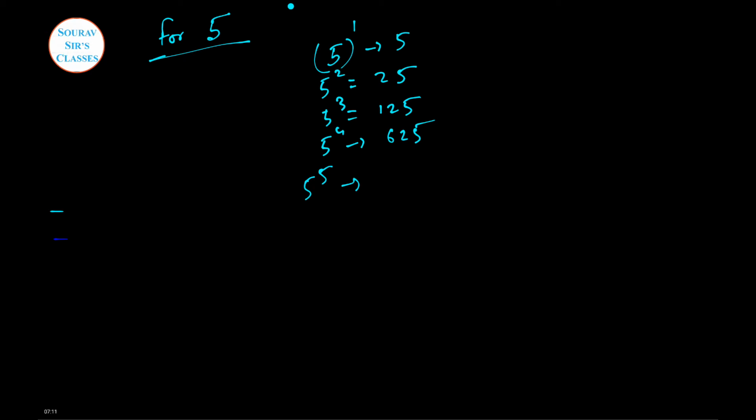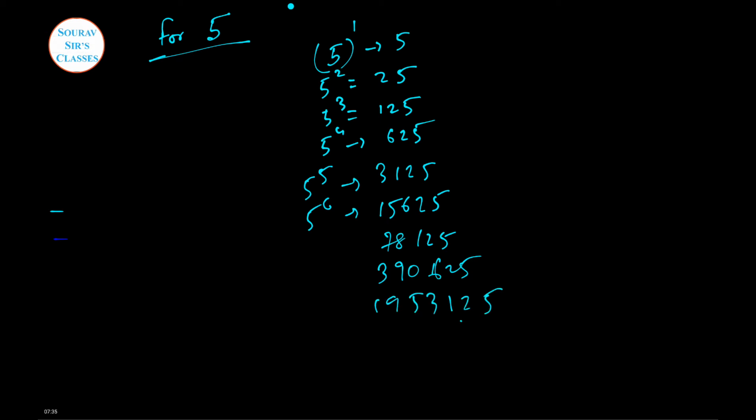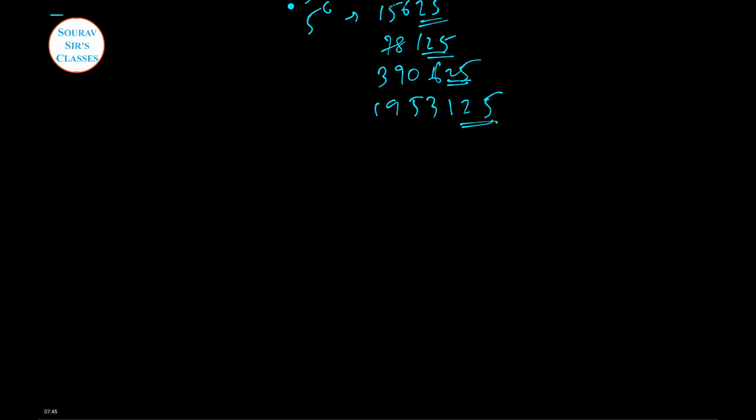So this will give you 3125. Now 5 to the power 6 is 15,625. Next is 78,125. Next is 390,625. Then 1,953,125. So what we can see, the last 2 digits of 5 are always 25. That's it. So the 5 answer is done. It's 25.